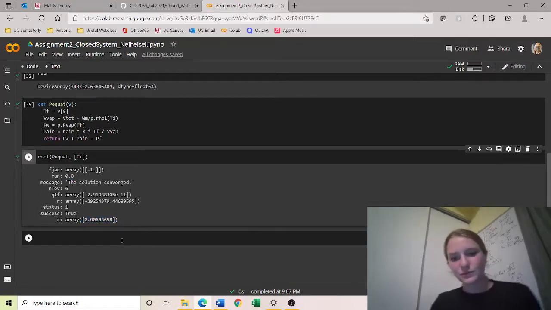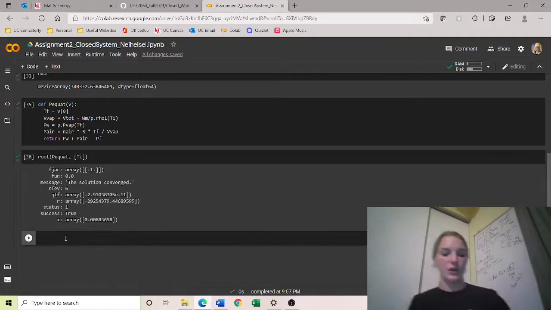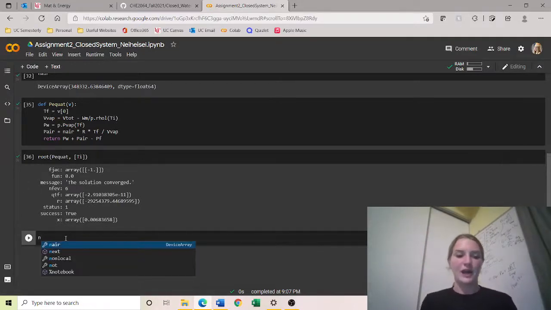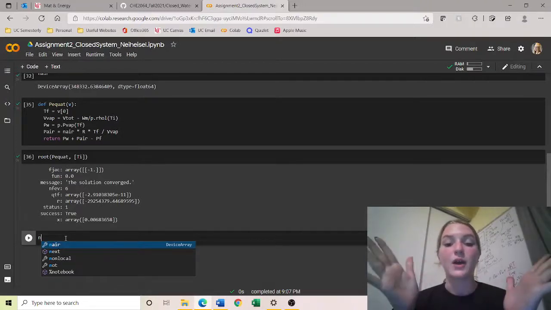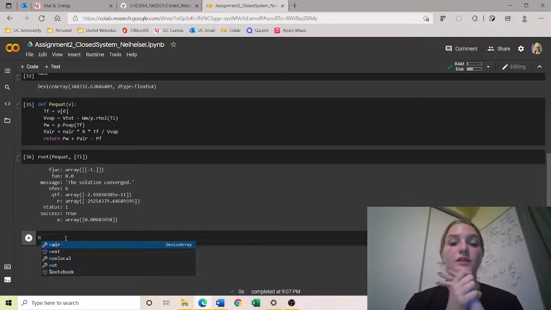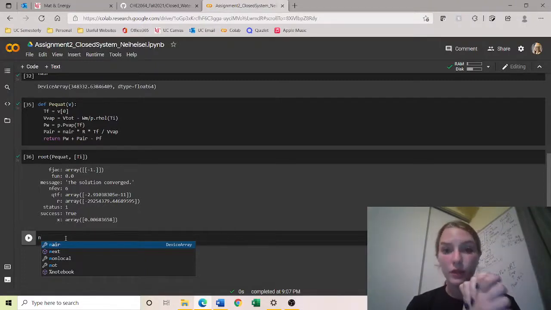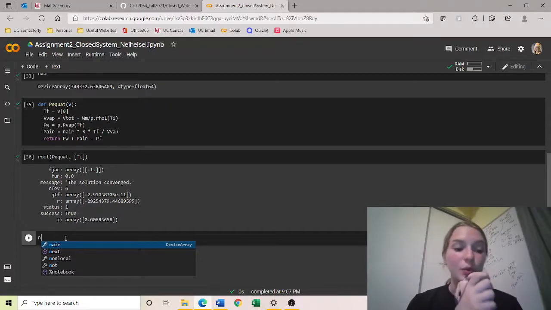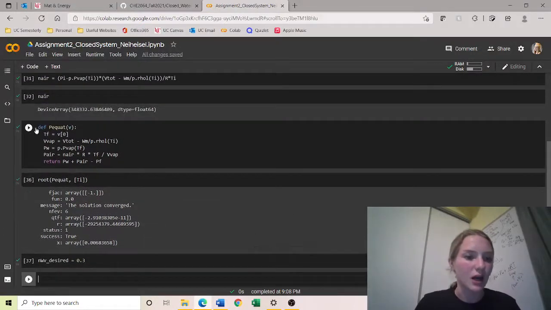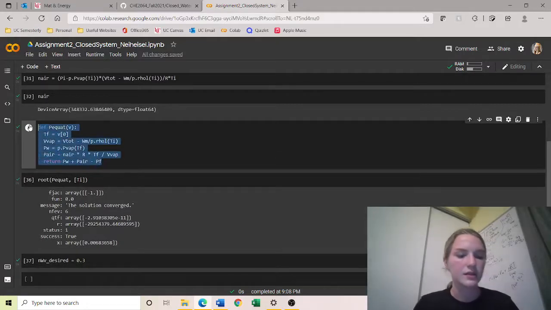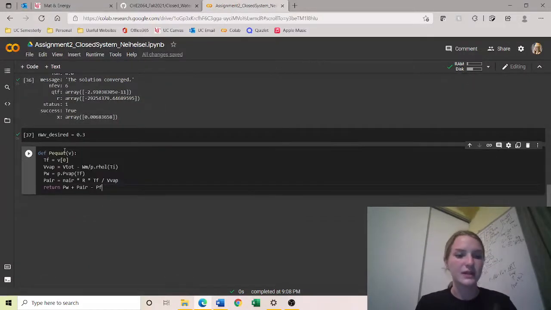So now we are going to say that our moles, so this is a new problem we have, now we want our desired number of moles to be 0.3. So we are going to initialize that our desired moles is going to be equal to 0.3. And now we can copy and paste all of this. We can copy and paste this down here.